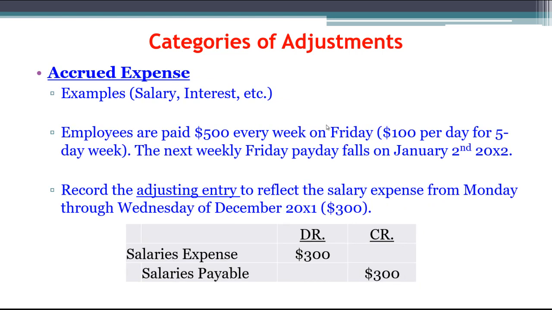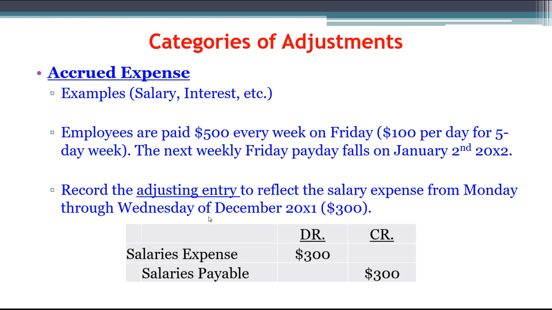And now we're flipping over to the accruals. So remember, with the accrual, the very first entry you see is the adjusting entry. Cash will come later. So let's say here we have salary, by the way, is your most common one. Interest is second most common. Here you have employees that are paid $500 every week on Friday, $100 per day for a 5-day week. And we'll just use those round amounts. No, that doesn't seem like very much. They're part-time employees, perhaps. The next weekly Friday payday falls on January 2nd of year 2.